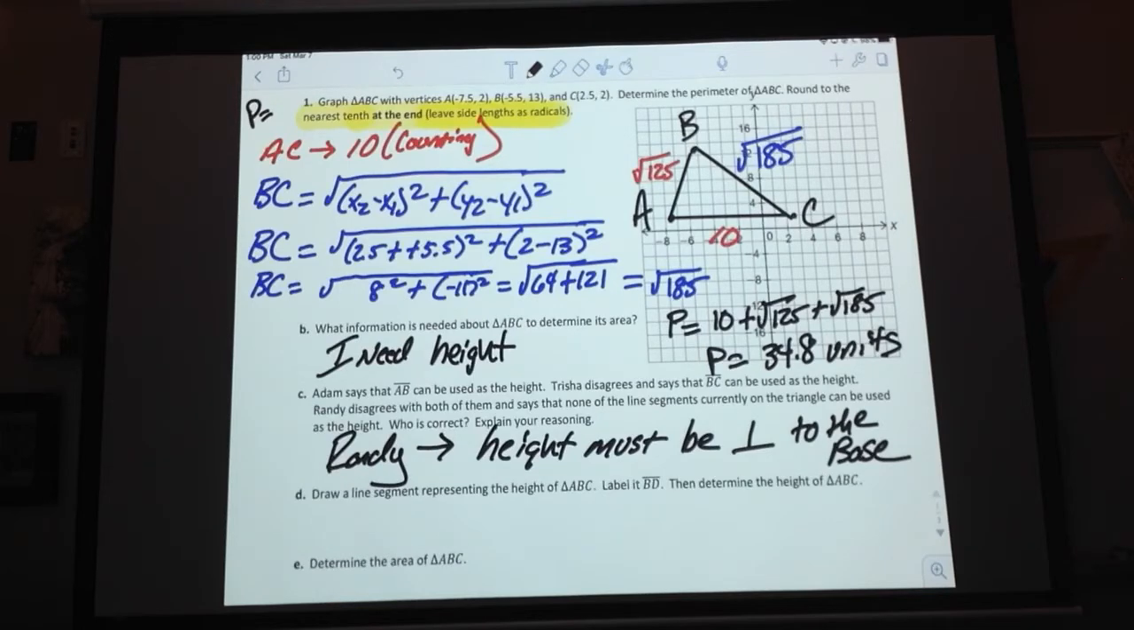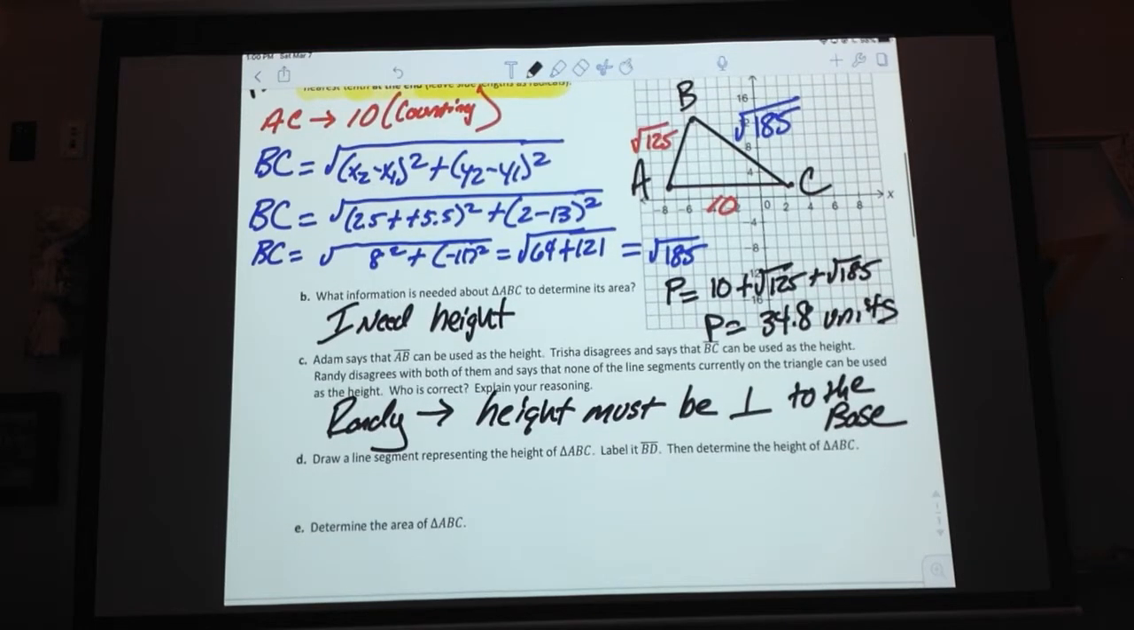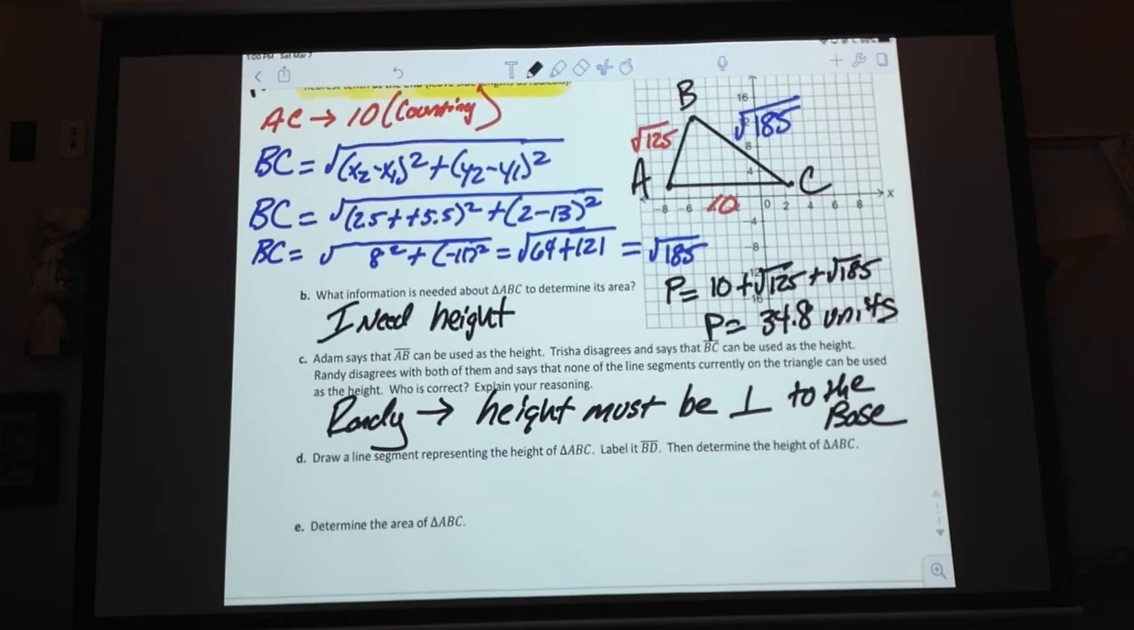Okay? So, the next thing says, and I'm trying to keep the graph in here and not get too crazy, draw a line segment representing the height of triangle ABC and label it BD. Well, I'm giving you a big hint here. We're going to come out of the vertex B and come straight down to AC. Okay? So, here we go. Out of vertex B, straight down to there. Okay? This becomes my height.